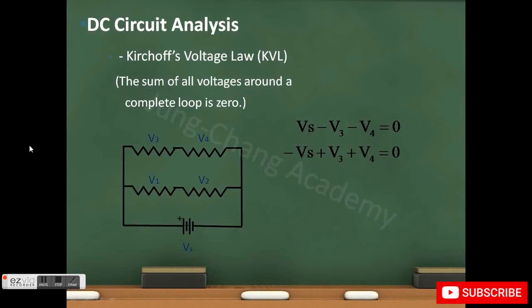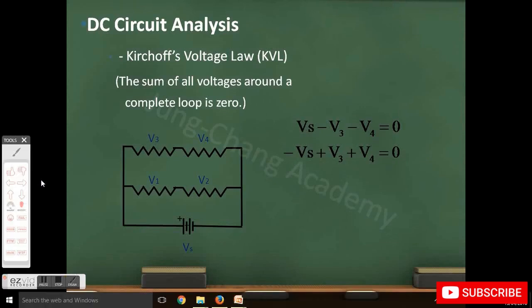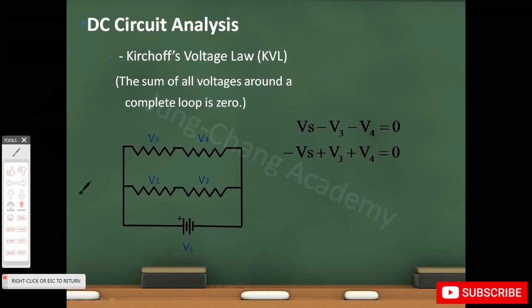Kirchhoff voltage law tells you that the sum of all voltages around a loop is 0. To use Kirchhoff voltage law properly, we need to first determine the polarity of the resistors. The polarity of the resistors will depend on how you define the current flow. In this case, if we assume the current flows from the left to the right, like this, because we know that current flows from a higher potential to a lower potential, we will have plus here, minus here, plus here, and minus here.